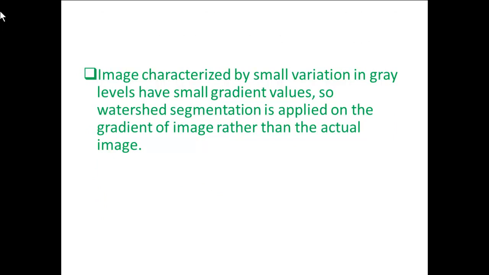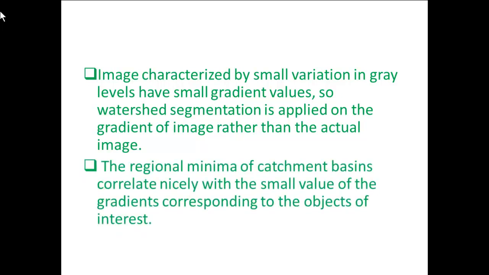Images characterized by small variation in gray level have small gradient values, so watershed segmentation is applied on the gradient of the image rather than the actual image. The regional minima of catchment basins correlate nicely with the small values of the gradients corresponding to the objects of interest.